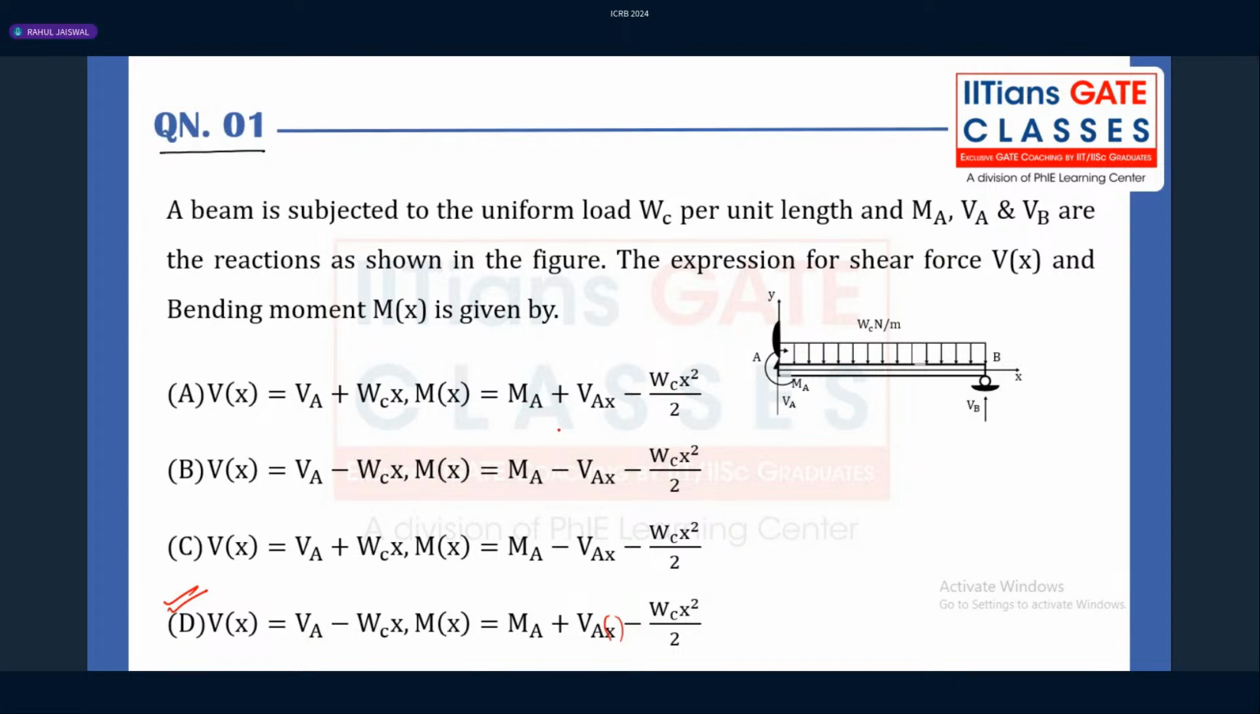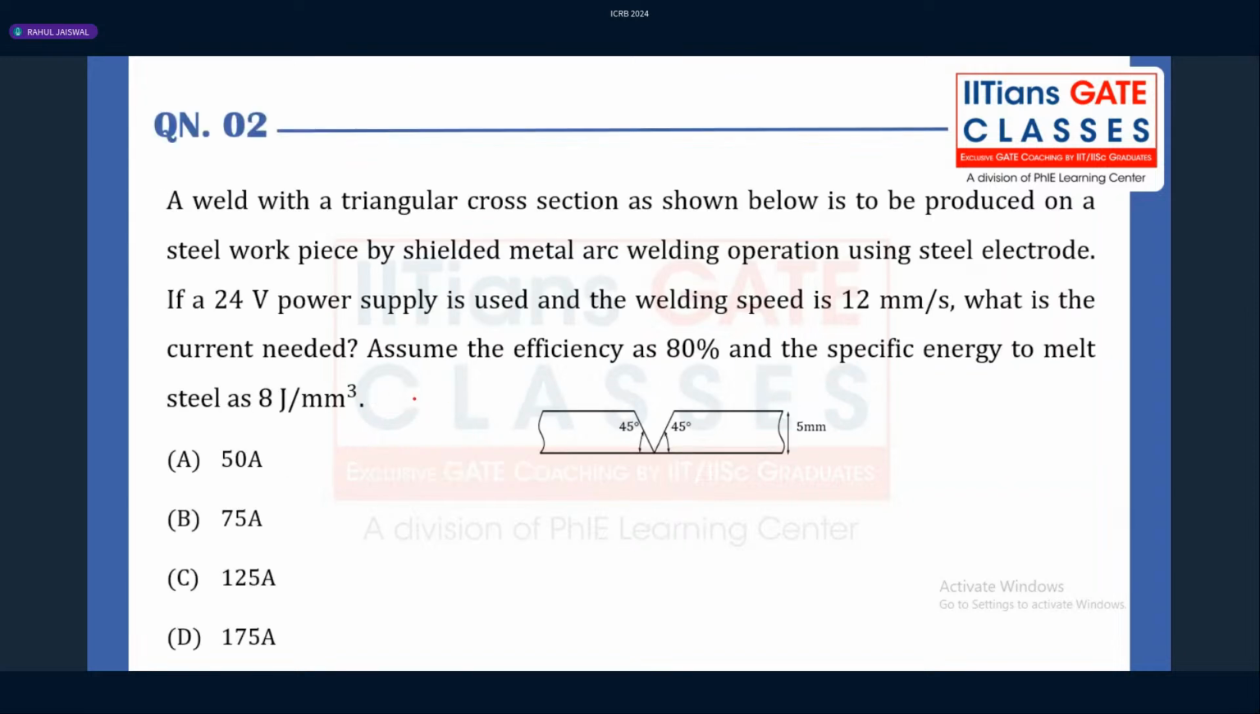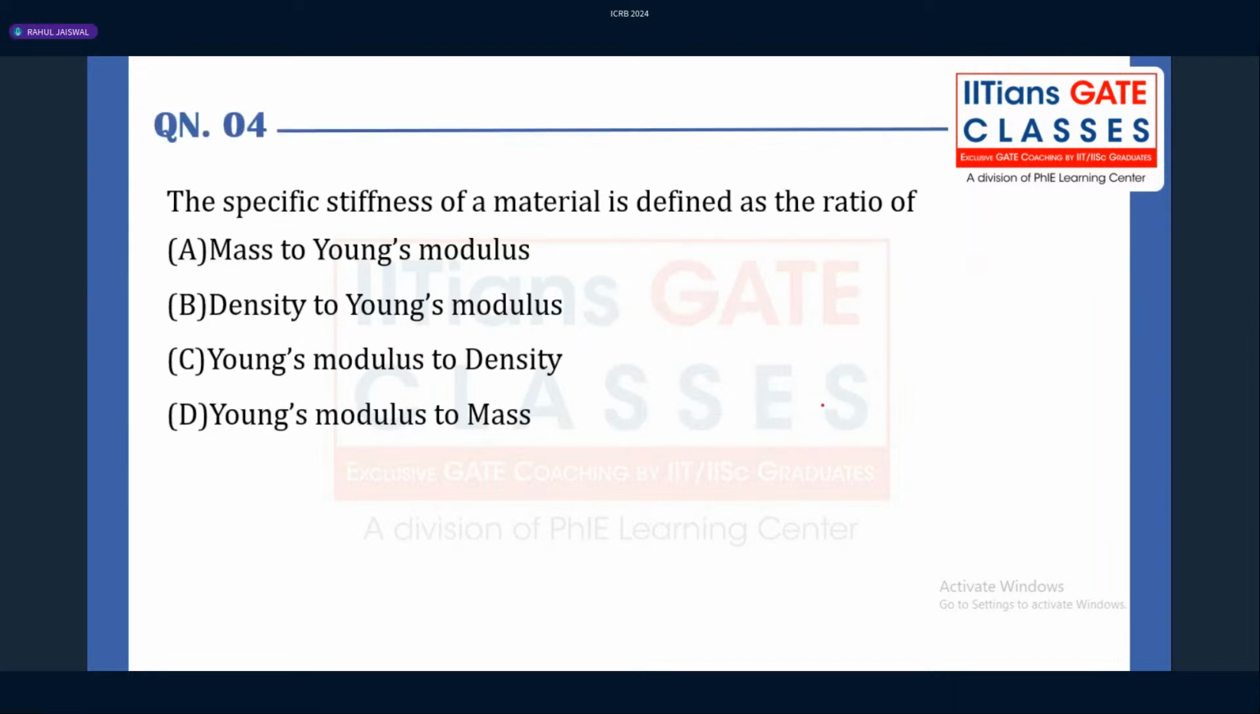So this is the example of a cantilever beam. Now coming to question number 2, guys. Again, this question belongs to the concept of welding, so that will be discussed in the production subject, production and manufacturing. Coming to the next question, guys.